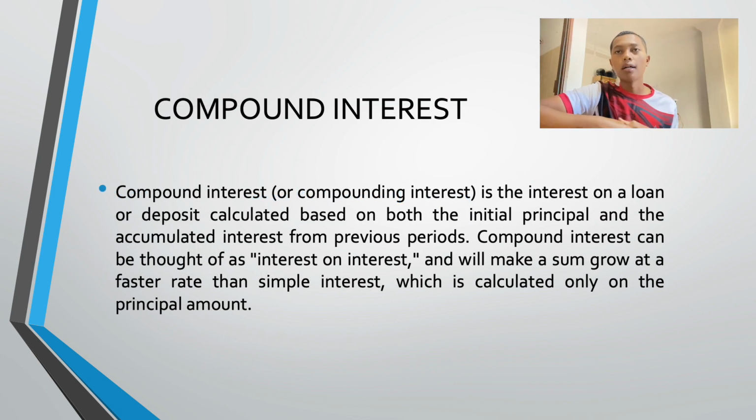Now is compound interest. Compound interest or compounding interest is the interest on a loan or deposit calculated based on both the initial principal and the accumulated interest from previous periods. Compound interest can be thought of as interest on interest, and it will make a sum grow at a faster rate than simple interest, which is calculated only on the principal amount.